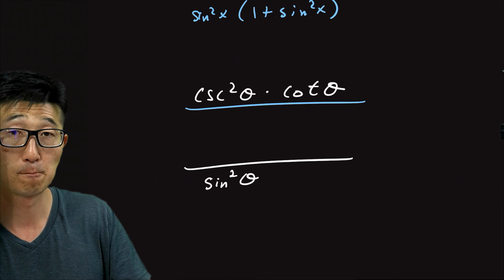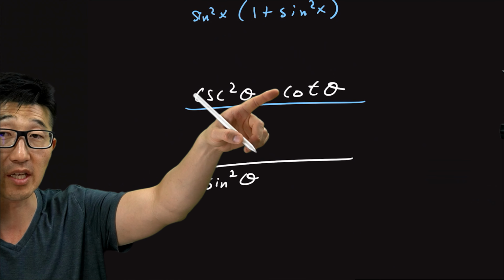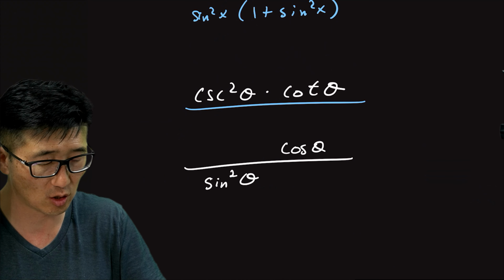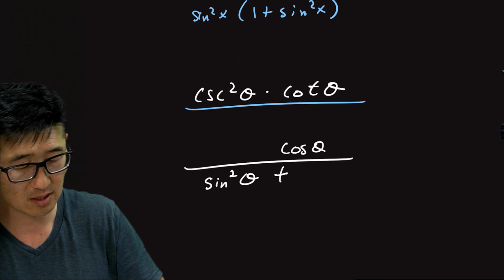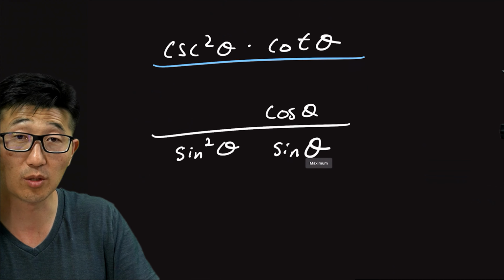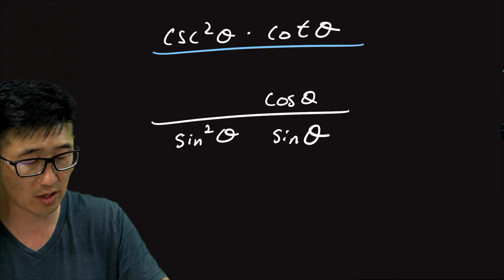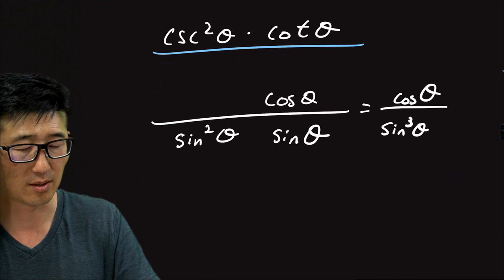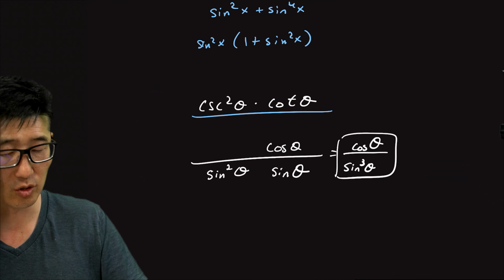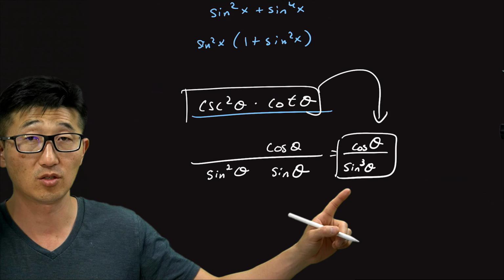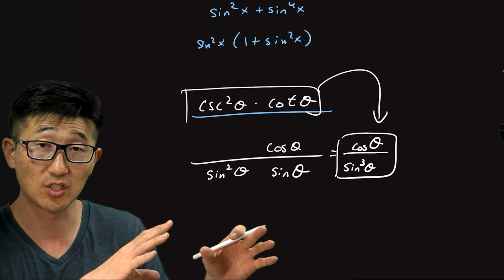Yeah, because it's the opposite, right? And cotangent, can't you unwrap it and make it into cosine theta over sine theta? Yeah. And then notice the bottom, you can multiply those two together and that'll become sine cubed theta. So basically this has now turned into that. And so you're going to be seeing a lot of this situation.